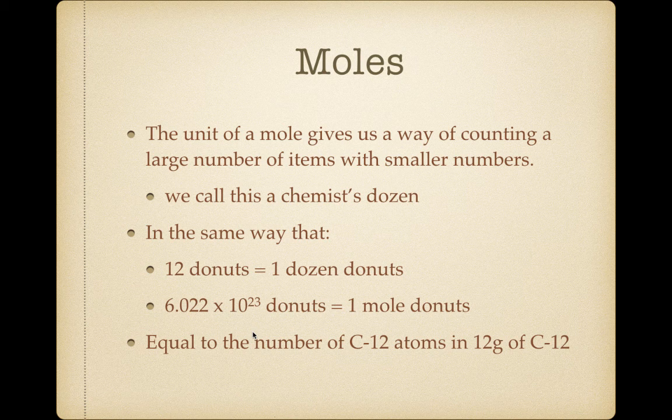And where we get this number from is it's equal to the number of carbon-12 atoms present in exactly 12 grams of the isotope carbon-12.